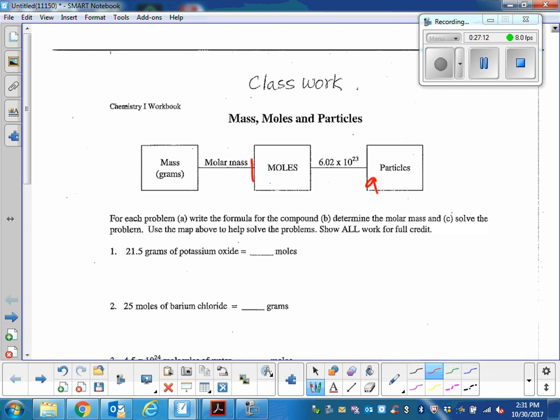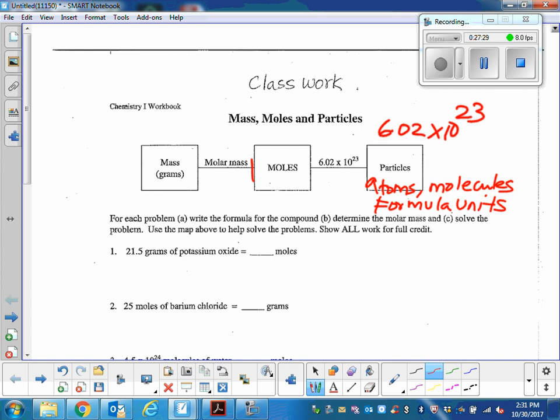What is the number before atoms, molecules, or formula units? 6.02 times 10 to the 23rd. Where do you get the mass from? The periodic table. So how is it now different? Instead of atoms, the particles now are compounds. Instead of elements, you now have compounds.